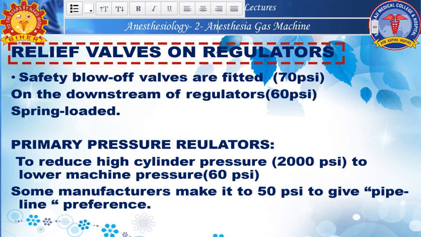The cylinder pressure is a little lesser, so the cylinder will be secondary and only emptied later. If the pipeline fails, you will get the alarm immediately. You can inform the gas plant in charge and correct it immediately. So that's the advantage.